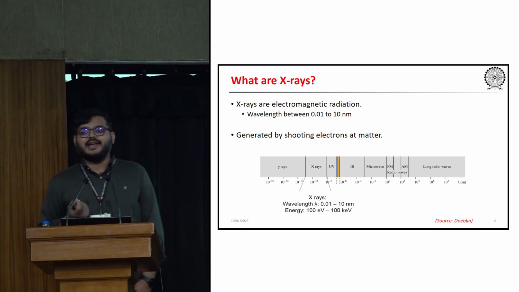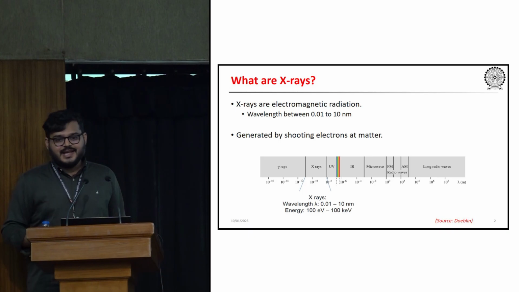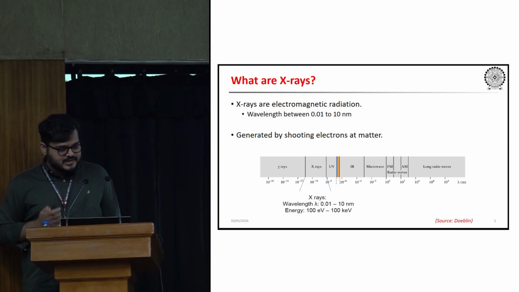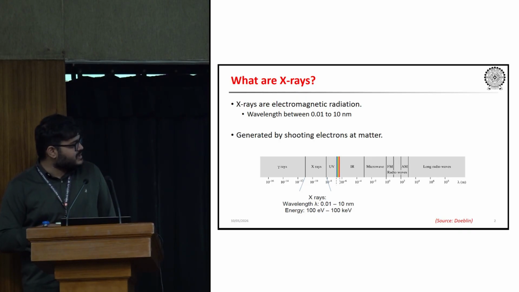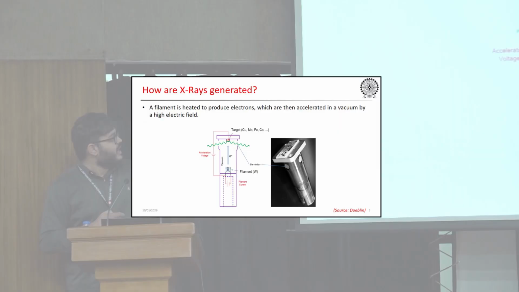And how do we generate X-rays? What you do is you shoot electrons onto materials, and that will lead to the generation of X-rays. So you can see here you have the X-rays at this part of the spectrum, and here you will see the visible part of the spectrum, right?